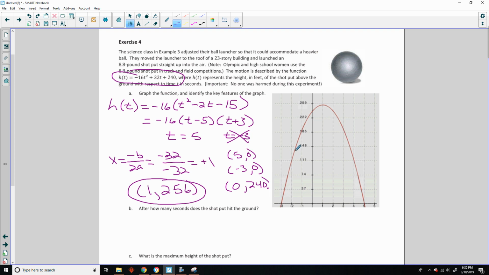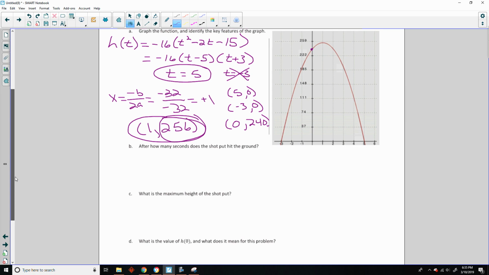Obviously, this didn't happen because we don't have negative time. We are standing right here at time 0, shoot the gun, the shot put goes up and then crashes down to the ground. After how many seconds does the shot put hit the ground? 5 seconds. What is the maximum height of the shot put? That is my vertex y value, 256 feet. I'm just going to say this. I'm not going to write them.